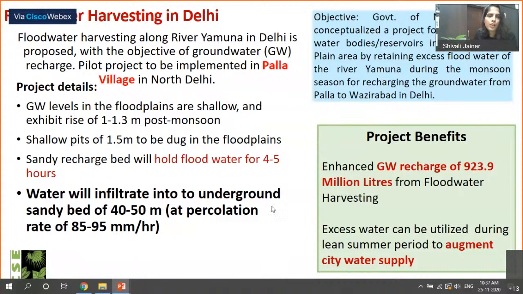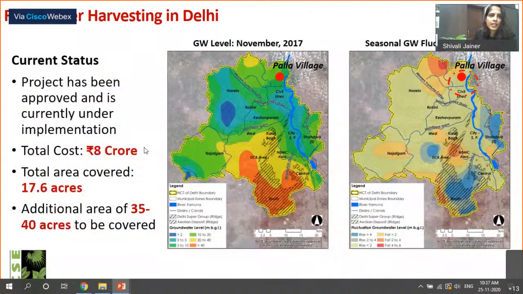This first pilot project was constructed in Palla village, and it encourages recharge of around 900 million liters, and it is also used for augmenting city water supply. So that's the scheme. It's still in working state. The current status is that some of the structures have been implemented, and an additional area of 35 to 40 hectares has to be covered.